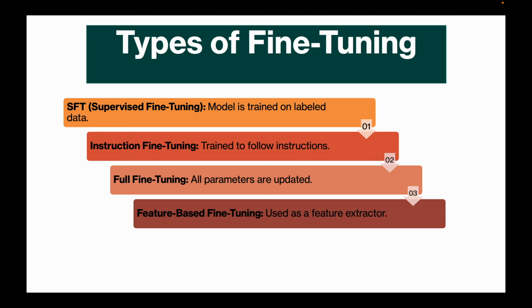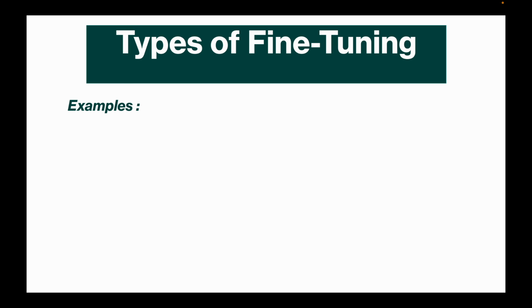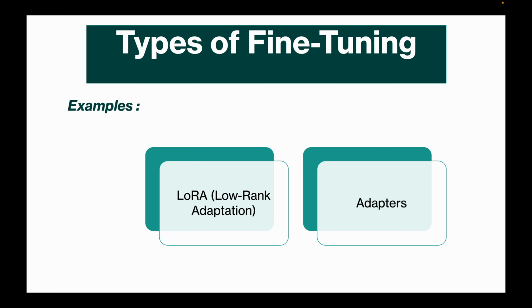Feature-based fine-tuning. Here, the model is used as a feature extractor and only additional layers are trained. Parameter-efficient fine-tuning. Here, only a subset of parameters is updated, which makes the process faster and cheaper. Some of the examples are LoRA, low-rank adaptation. LoRA reduces computational cost by updating only low-rank matrices within the model. Next, adapters. Small modules are added to the model to enable learning without modifying the entire network.